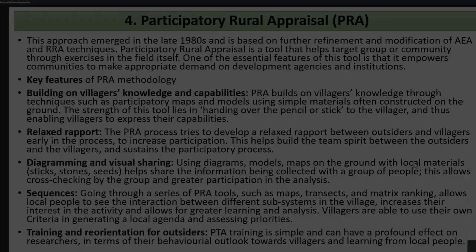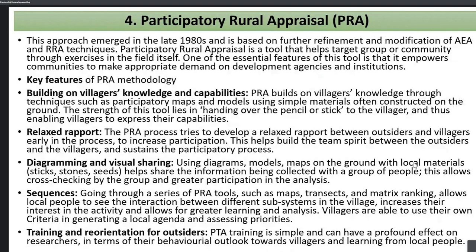Next, fourth, is participatory rural appraisal. We shortly call it PRA. This is massively used in the Nepalese context. This approach emerged in the late 90s and it is based on the further refinement and modification of AEA, the agroecological analysis, and RRA, rapid rural appraisal techniques. Participatory rural appraisal is a tool that helps the target group and community, and through the exercise in the field research, one of the essential features of the tool is that it empowers the community to make their appropriate demands on development agencies and institutions.